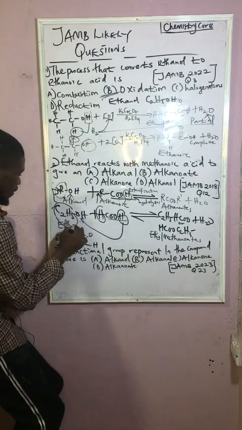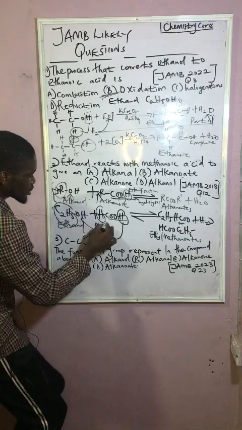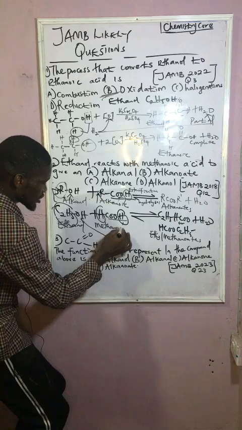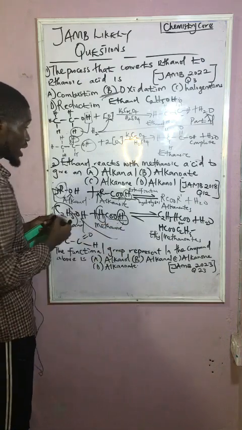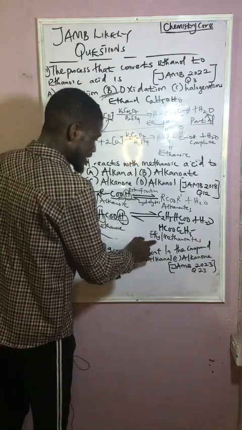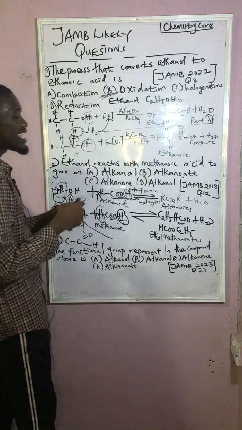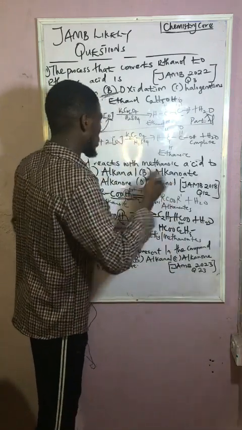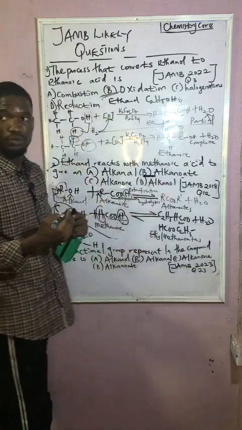Ethanol, methanoic acid, when they react together, we are going to have ethyl methanoate. So the end product is what class? The ester, which is the alkanoate. So our answer is B. Is that clear now?